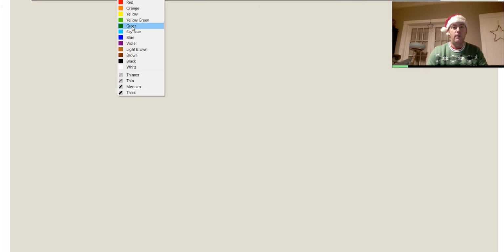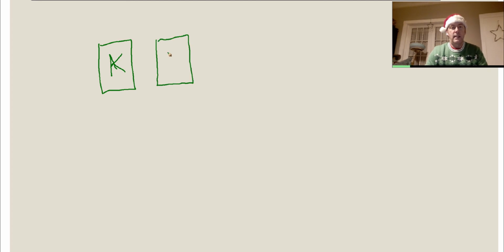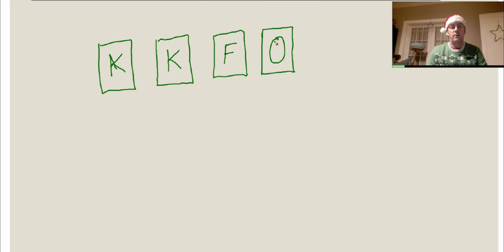Okay, so we're going to be getting ready to play Ionic Rummy with this. When you play Ionic Rummy, you get cards and they have elements on them. Whoops, that's supposed to be a K. So I could have cards like this. Maybe I have another potassium there. Maybe I have a fluorine here. And then maybe I have an oxygen.